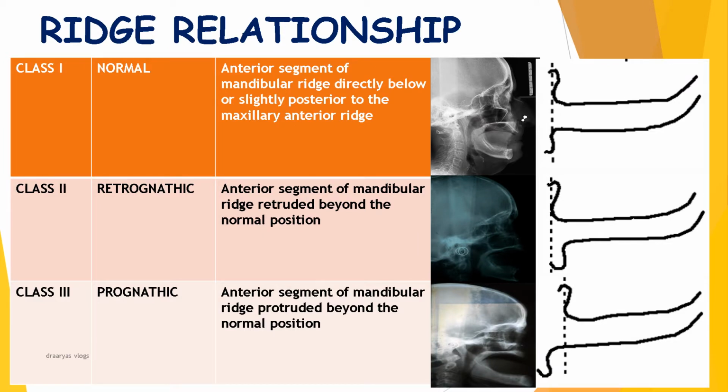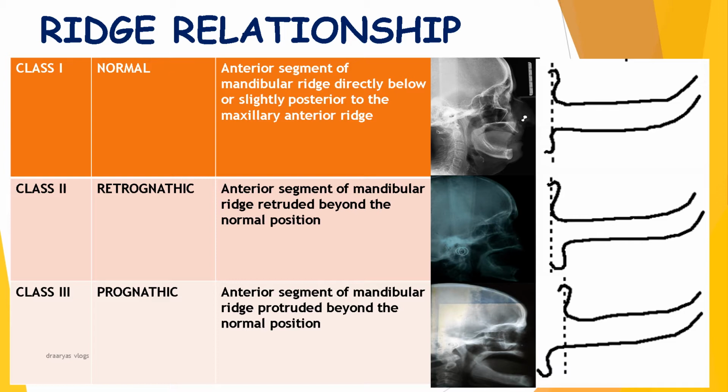Next one is ridge relationship according to Angle. It is classified into class 1, class 2 and class 3. Class 1 is normal. Here the anterior segment of mandibular ridge is directly below or slightly posterior to the maxillary anterior ridge. In this picture, it's clearly shown that the anterior segment of the mandibular ridge is directly below or slightly posterior to the maxillary anterior ridge.